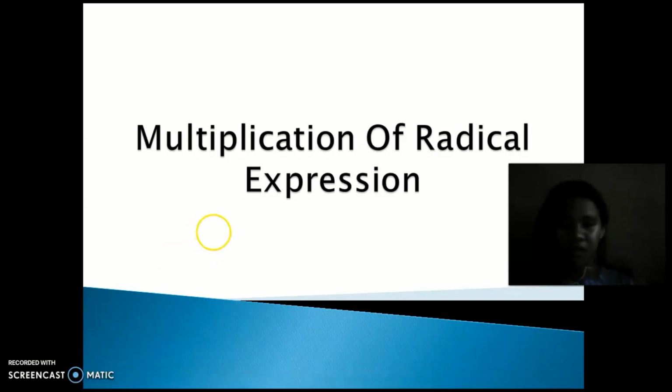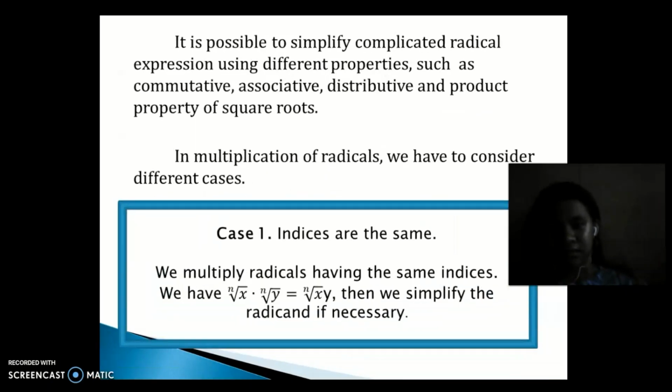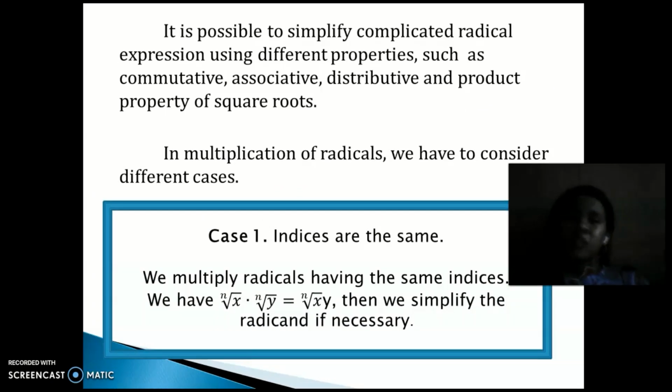So we have the introduction. It is possible to simplify complicated radical expressions using different properties such as commutative, associative, distributive, and the product property of square roots. In multiplication of radicals, we have to consider different cases. There are three cases, and today I am going to discuss the three cases of multiplication of radicals.